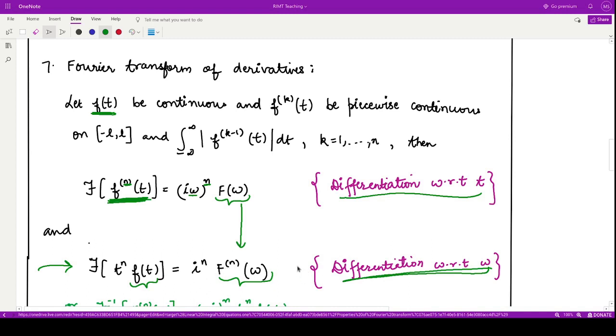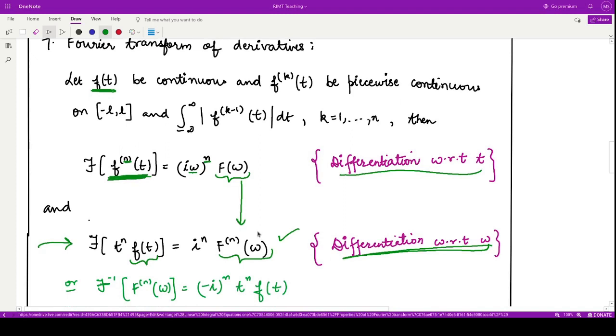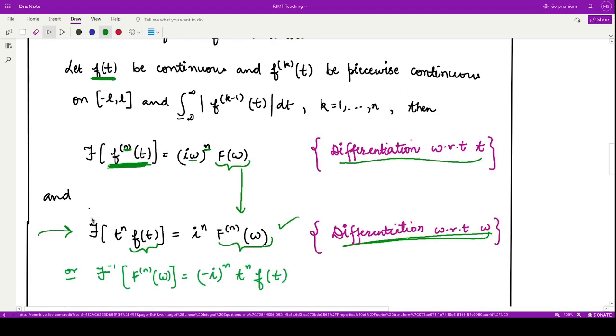So this is another property that we have. From this differentiation property we got two results which are quite useful. We can also define this result in the reverse sense.